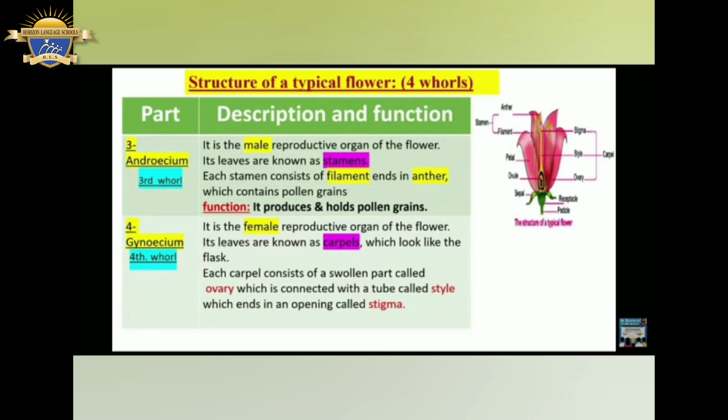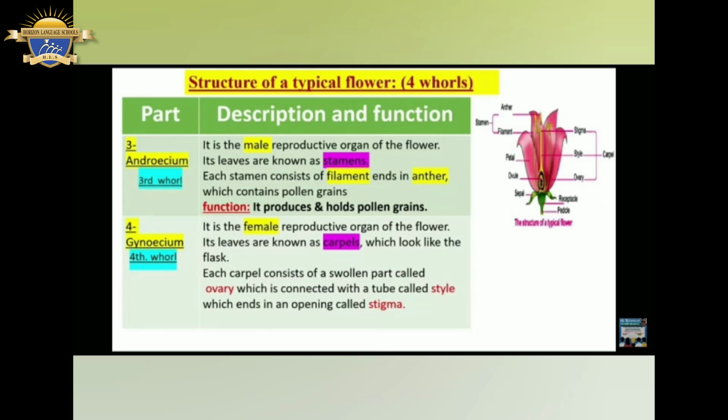Number 4. Gynoecium. It is the fourth whorl. It is the female reproductive organ of the flower. Its leaves are known as carpels, which look like a flask. Each carpel consists of a swollen part called the ovary, which is connected with a tube called the style, which ends in an opening called the stigma. As we see in the image, the carpel consists of ovary, style, and stigma.